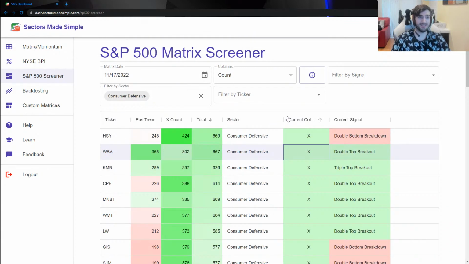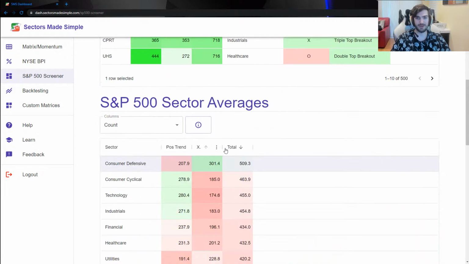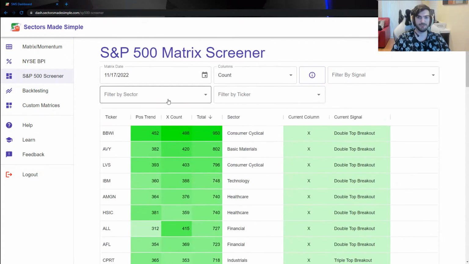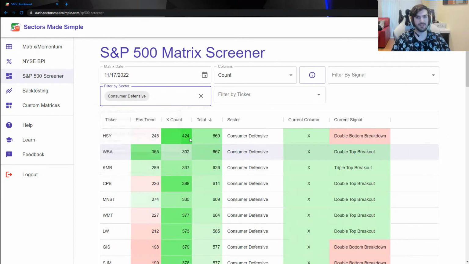That is how easy that can be. So the answer, how long would it take to find that? Scroll down, sort by positive, or sort by total count, consumer defensive. Plug that in here, sort by total count, there's your answer.